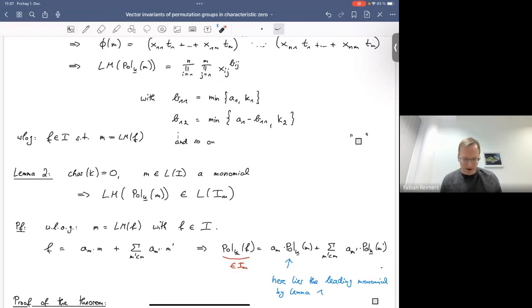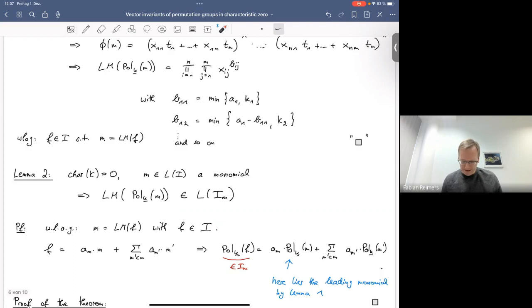Now by our previous lemma 1, we know that every monomial that is smaller than m will, after polarizing, also have a lead term smaller than the lead term of the polarization of m. So we really know that the lead term of the polarization of f will come from this part, right? And this is what we want. We make life easier for ourselves by just polarizing the lead term, and then we will get the lead term of the whole polynomial f.